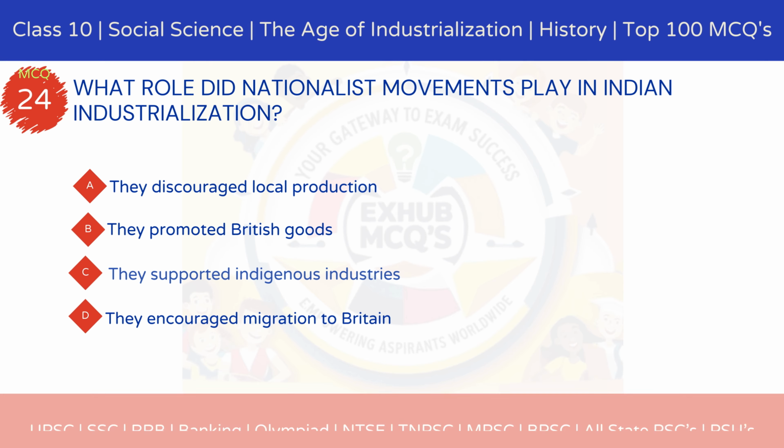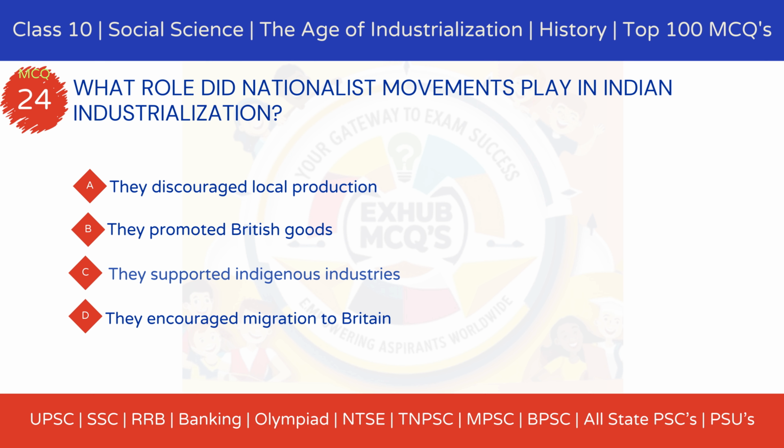MCQ 24. What role did nationalist movements play in Indian industrialization? Option A. They discouraged local production. Option B. They promoted British goods. Option C. They supported indigenous industries. Option D. They encouraged migration to Britain.